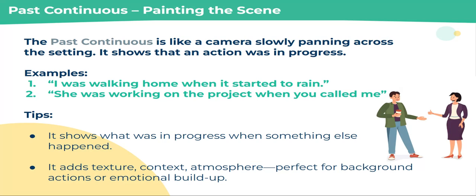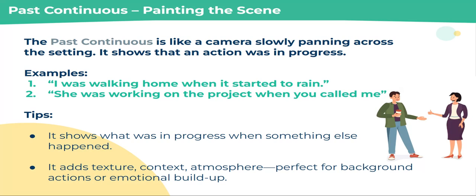And we know that we use the past continuous because it is always accompanied by the past simple. The past simple is the short action. The long action will be the past continuous. So look at the first example. I was walking home, long action. When it started to rain, short action. She was working on a project, long action. When you called me, short action.